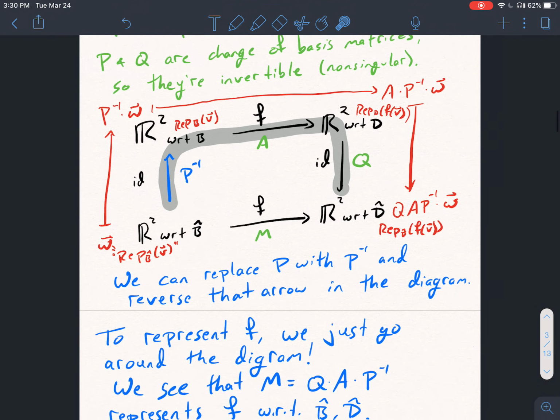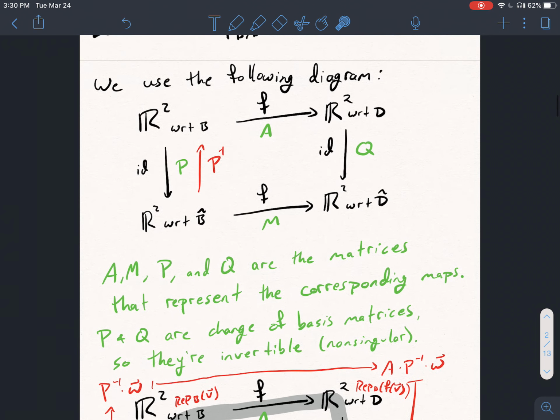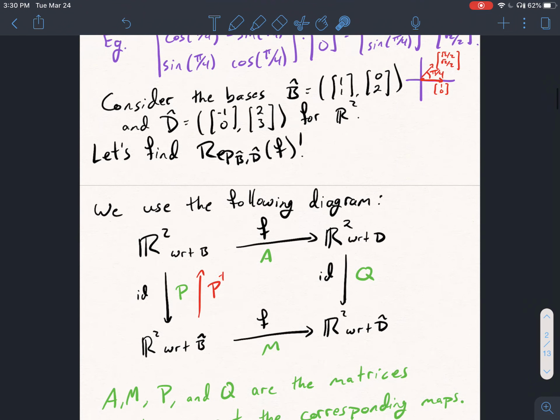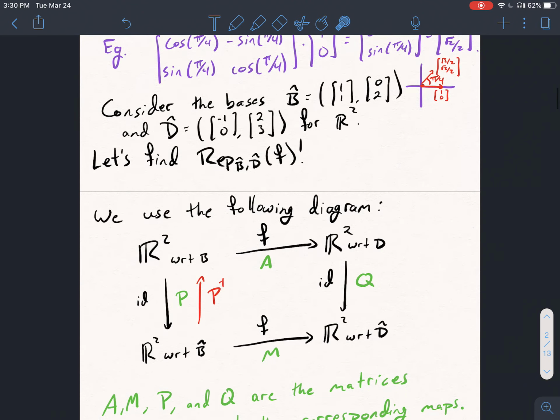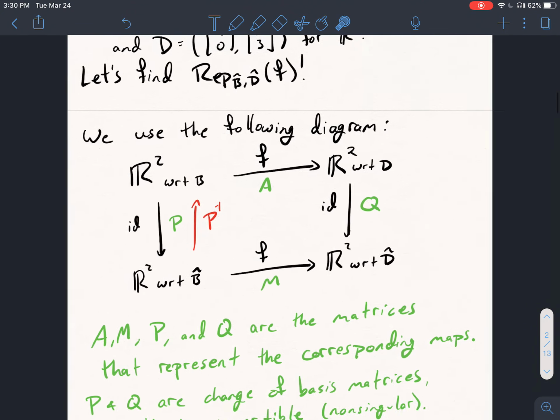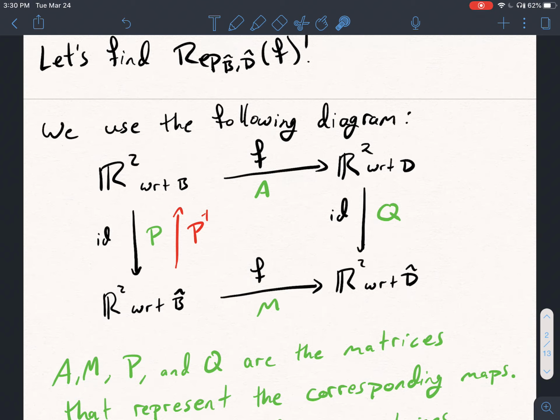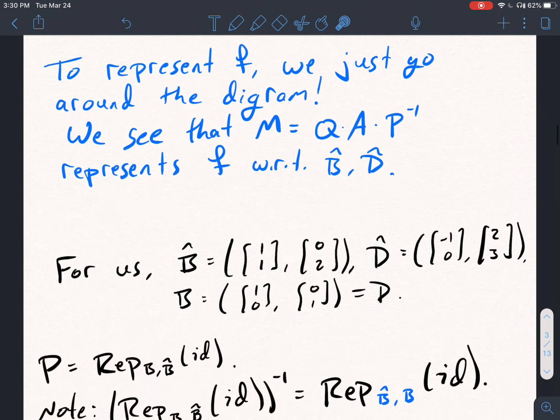Anyway, so all of this diagram chasing stuff was just to tell us that our matrix representation of F with respect to B hat and D hat, our different bases, can just be obtained by taking our change of basis matrix from B hat to B, multiply that by our representation of F with respect to B and D, multiply that by our change of basis matrix from D to D hat. So that's what we need to do.